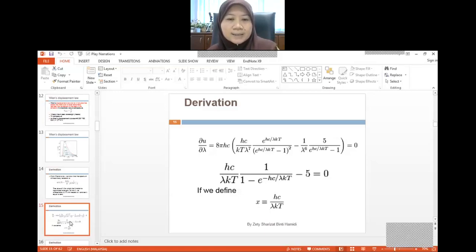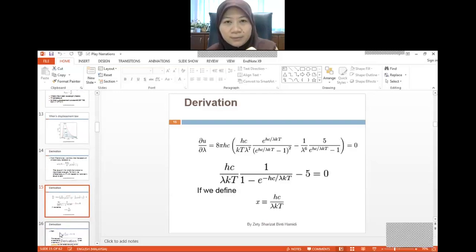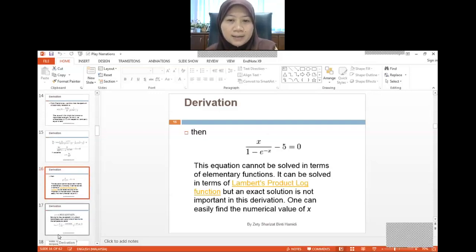From this we can simplify that hc over lambda kT times 1 over 1 minus e to the power of negative hc over lambda kT, minus 5, is equal to 0. This is a simplified formula from the previous one. Since we see the similarity there, we can put x equals hc over lambda kT, and then we get x over 1 minus e to the power of negative x, minus 5, equals 0.